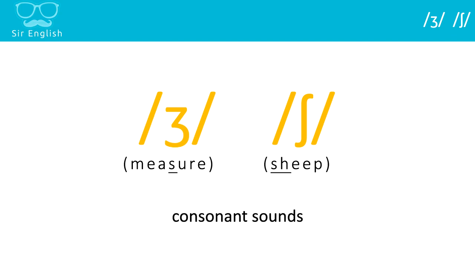Okay, here are the next pair of consonant sounds we're targeting. J as in measure and sh as in sheep. So we have two sounds here. Now, the first sound, j, is not a very common sound in English, but it's good to cover it anyway.